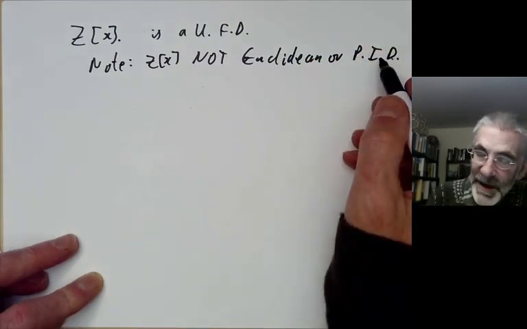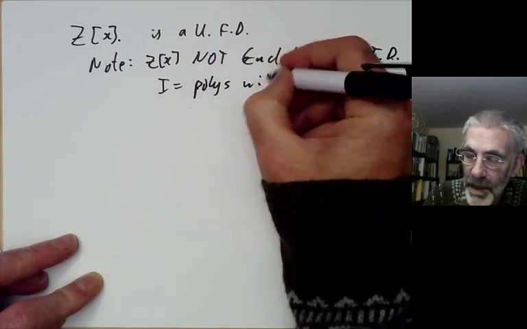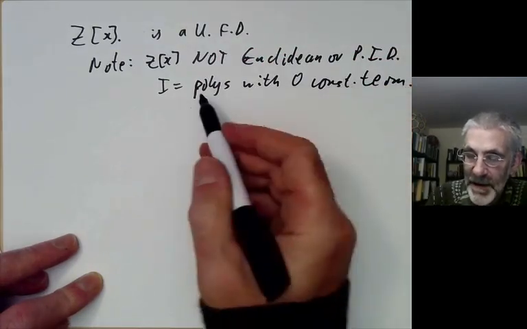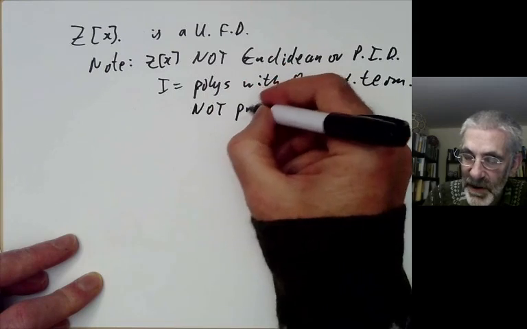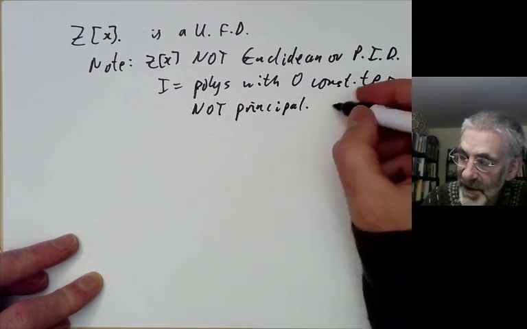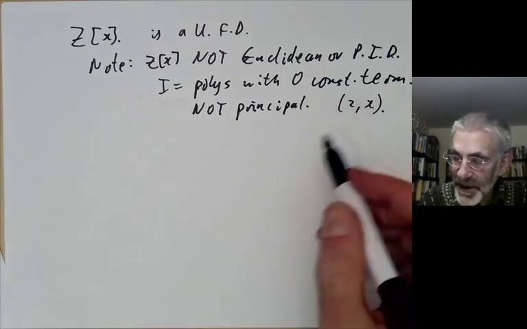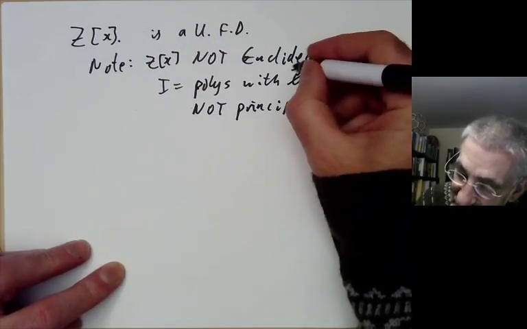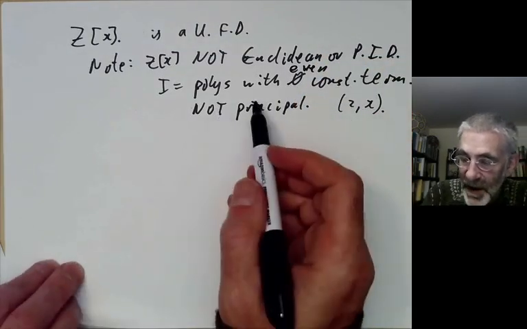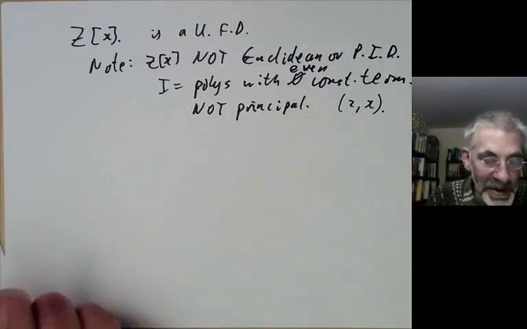And you can see it's not a principal ideal domain because let's look at the ideal I, which is the polynomials with zero constant term. And you can easily check this is not principal. It's not generated by a single element. It's generated by two elements, 2 and x, but there's no single polynomial which will generate, I should have said even constant term. It's zero constant term modulo 2. So the polynomials with even constant term is not principal, although it can be generated by two elements.